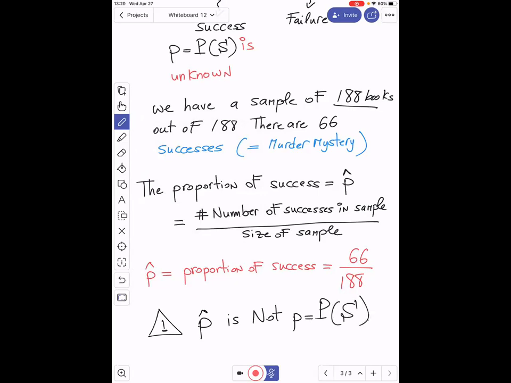Okay. So once you have the sample, you can compute this proportion of success. You have the size of the sample, and you know how many successes you have in your sample. So then you can compute this proportion of success.